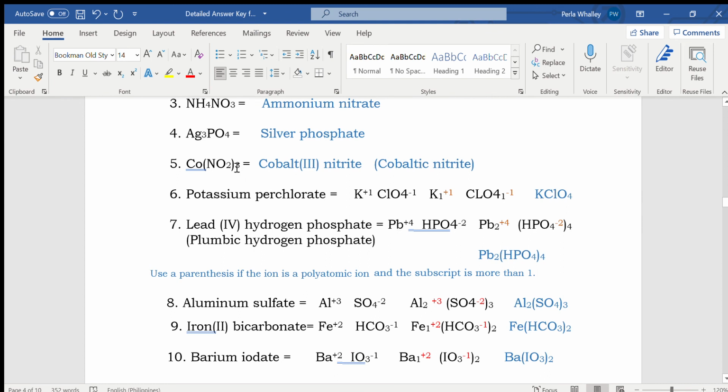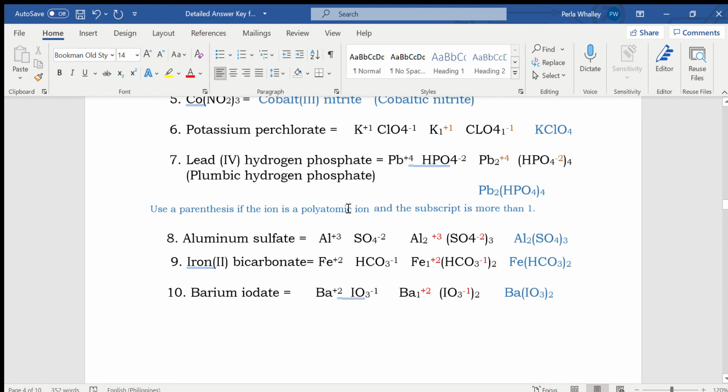The subscript here is 3. That means it is from cobalt. So cobalt 3 nitrite. Cobalt has +3 and +2. So this is 3, the higher oxidation number. So it is cobaltic, ending in IC, nitrite. And then potassium perchlorate. Now we will be writing the formula. So this is +1 -1. Similar charges, just copy KClO4.